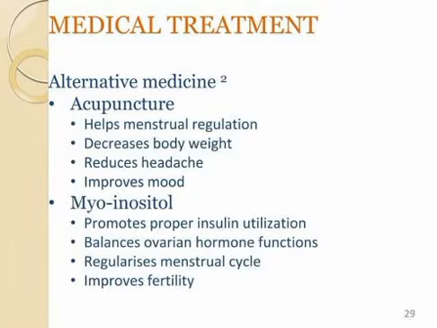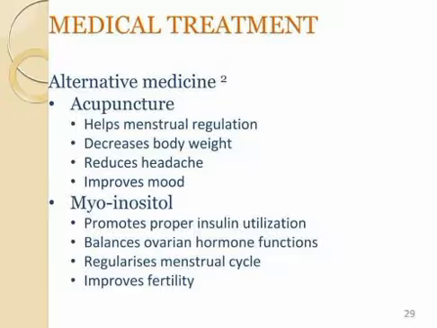The alternative medicines for the treatment of PCOS include acupuncture. Sometimes it may help to regulate the menstrual cycle and decrease body weight. Sometimes it may also reduce headache and improve mood.